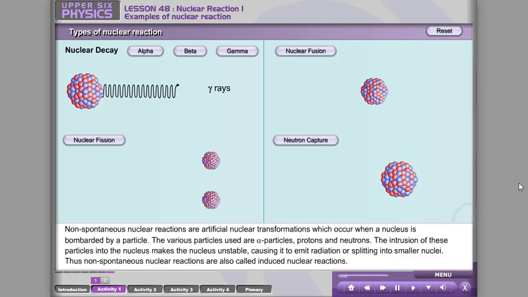Non-spontaneous nuclear reactions are artificial nuclear transformations which occur when a nucleus is bombarded by a particle. The various particles used are alpha particles, protons and neutrons. The intrusion of these particles into the nucleus makes the nucleus unstable, causing it to emit radiation or splitting into smaller nuclei. Thus, non-spontaneous nuclear reactions are also called induced nuclear reactions.